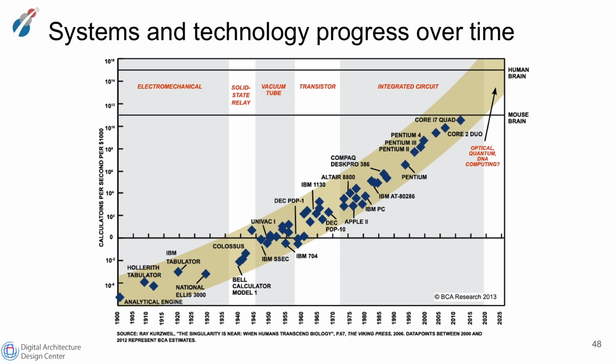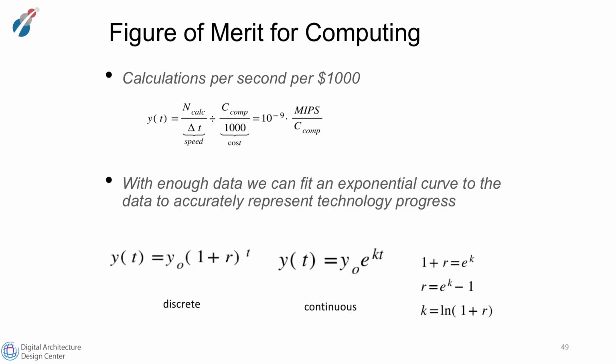But what's really interesting to me, and it should be interesting to you, is always look at the y-axis. What is actually being represented here? And so this says calculations per second per $1,000. What does that mean? Well, that's a figure of merit, right? So y of t is the number of calculations per unit of time. So it's the speed of computing divided by the cost of computing. So essentially, it's looking at how much computational power can you acquire for a $1,000 investment of money.